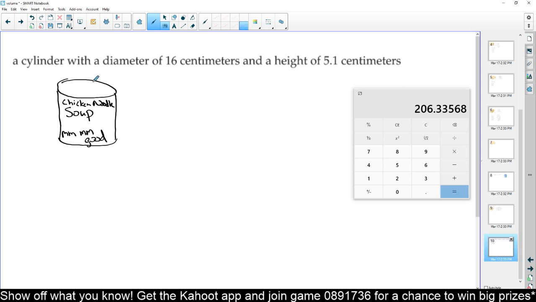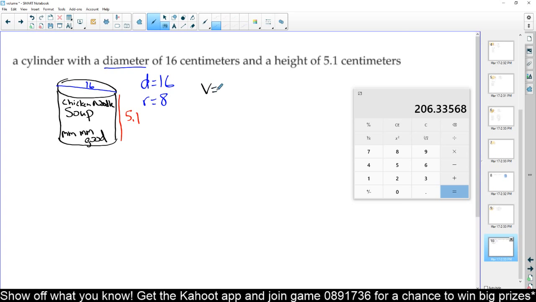Perfect. Then we put in our numbers. So it says diameter is 16. That's a key word there, diameter. Height, 5.1. Okay. So the trick here, anytime it gives you diameter, is we need to find out what is the radius. And if the diameter goes all the way across the circle, radius will always be half of that. So in this case, our radius is 8.